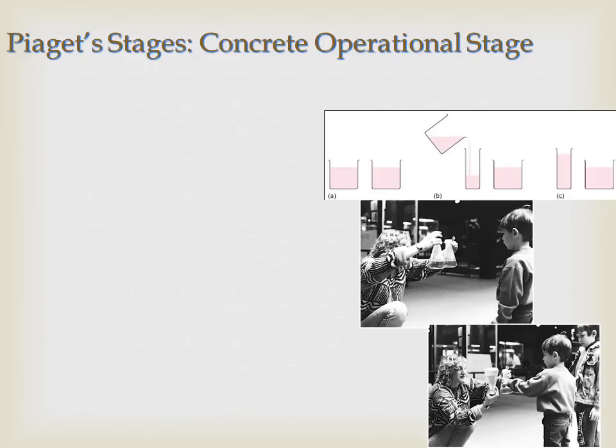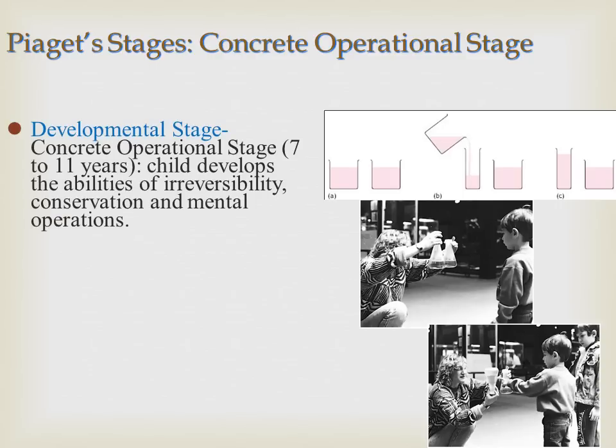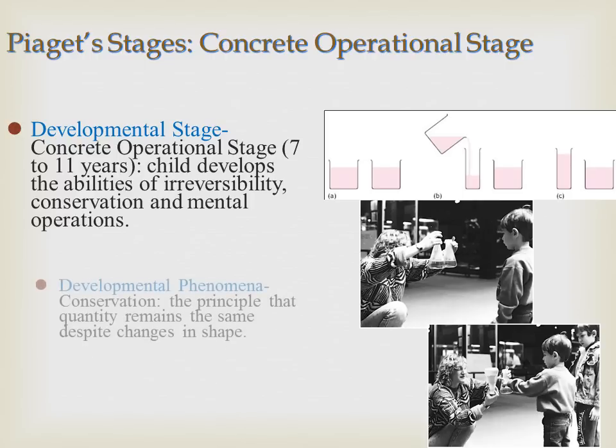The next stage of Piaget, the 3rd stage, is the concrete operational stage. So you could probably assume what kids are going to be able to understand at this time. They're going to be able to understand conservation. The developmental stage is called the concrete operational stage. It happens between 7 and 11. A child develops the ability of irreversibility, conservation, and mental operations.